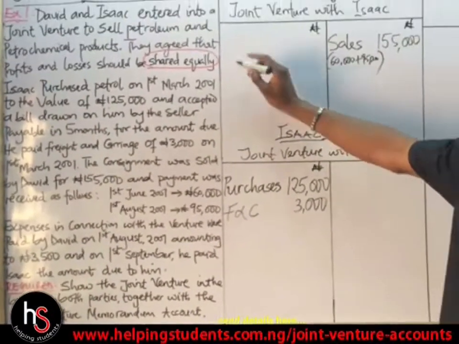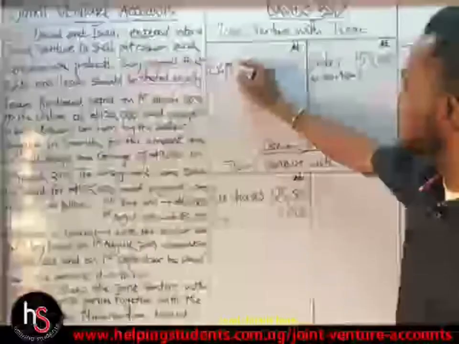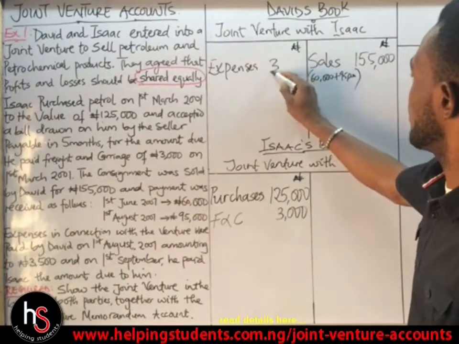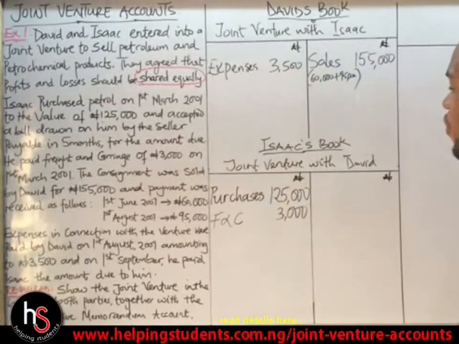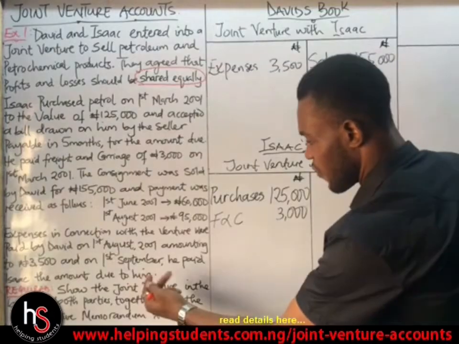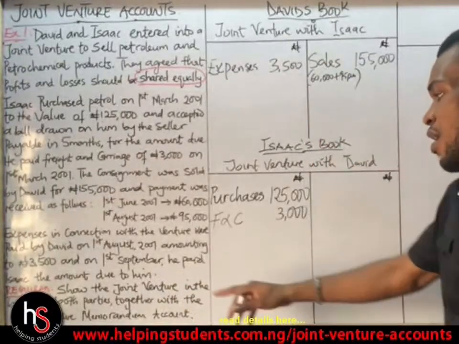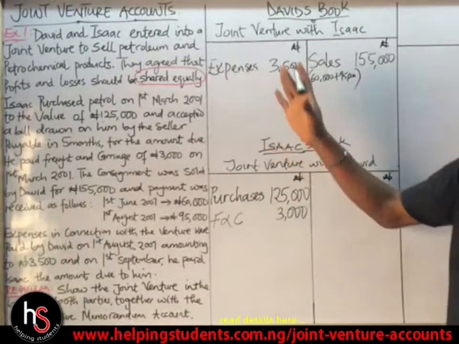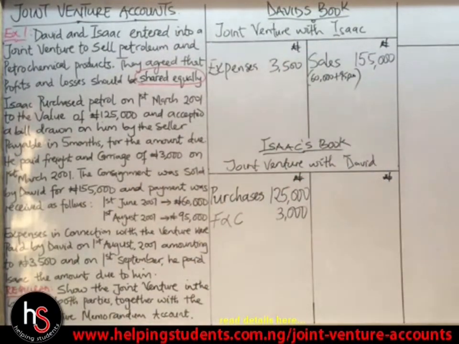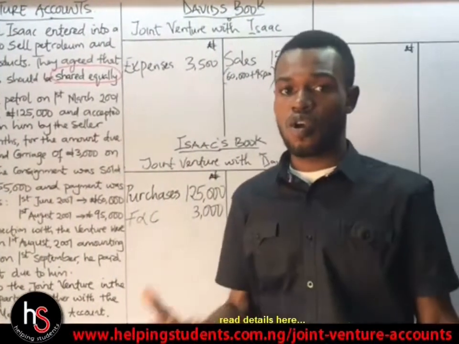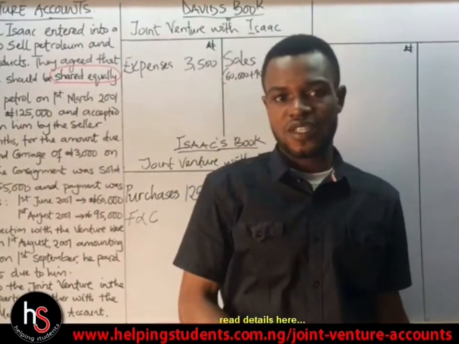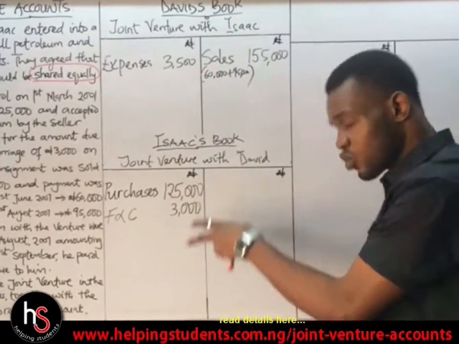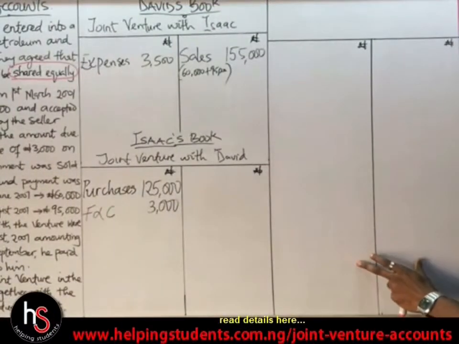So when we come back to this section, we have expenses. And how much is the expenses? 3,500. On the 1st of September, he paid Isaac the amount due to him. Now, with everything we've done here, we've answered this question. But we need to know what their profit or loss is. We need to know if they made profit or if they made loss. So you will stop here, then we'll move over to the memorandum account.